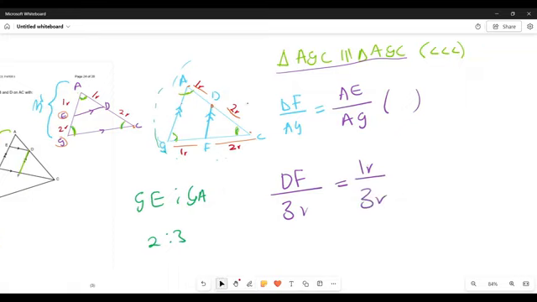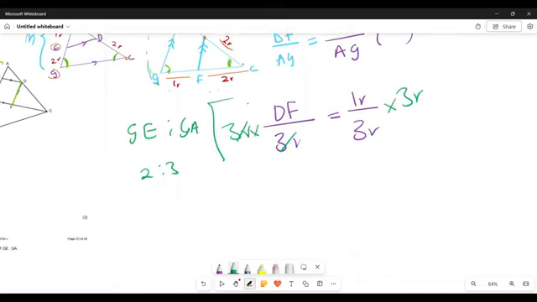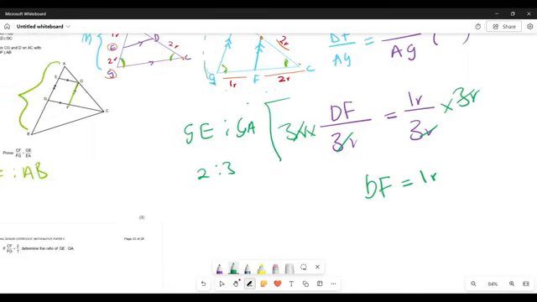Now, remember I'm looking for DF, so I'm going to multiply both sides by 3R to get rid of this 3R. So these two are going to cancel out. Let me just draw a line here, multiply this side by 3R also. Now, as a result, my DF will be equal to 1R. So I found my DF to be equal to 1R, right?